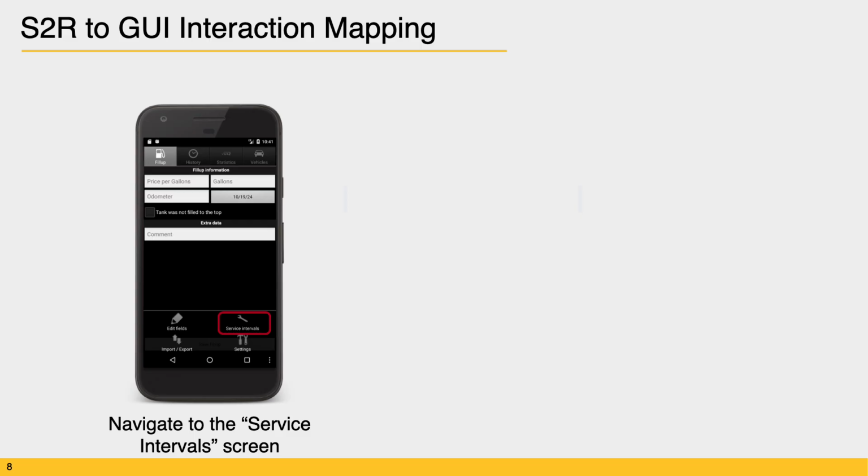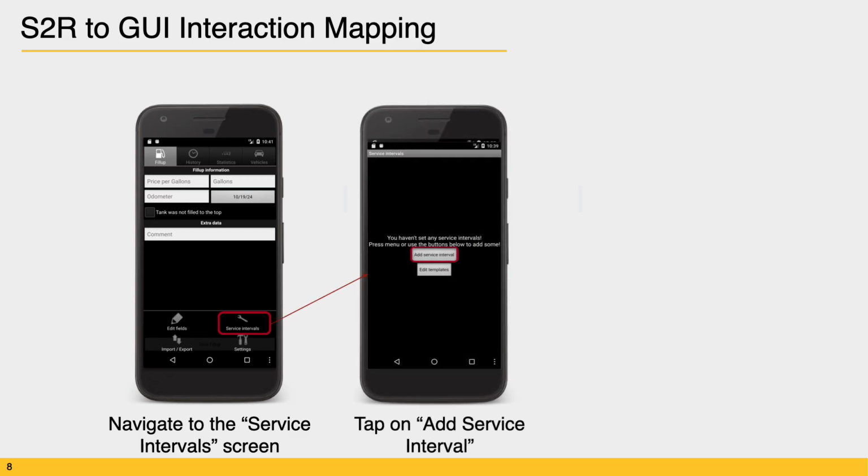For example, take a look at the first example here. To navigate to the service intervals screen, a user has to click on the service intervals button here. So, click is the action here and service intervals is the GUI component, and the STR maps to one specific GUI interaction. In the second example, there is a specific button called Add Service Interval and it also maps to one specific GUI interaction.